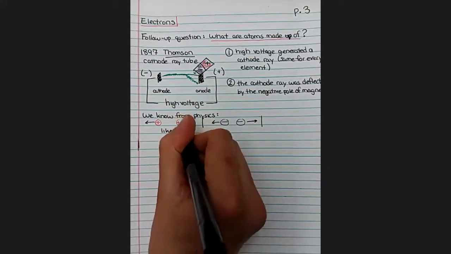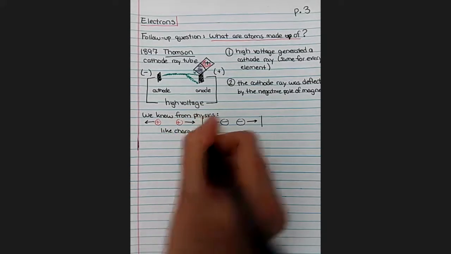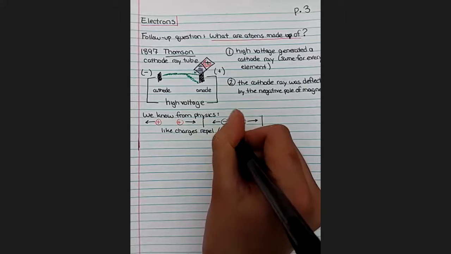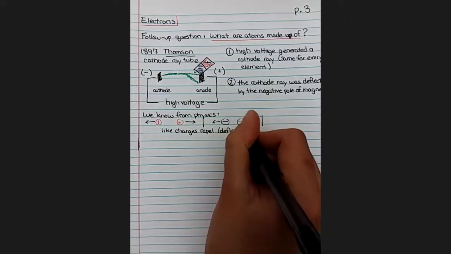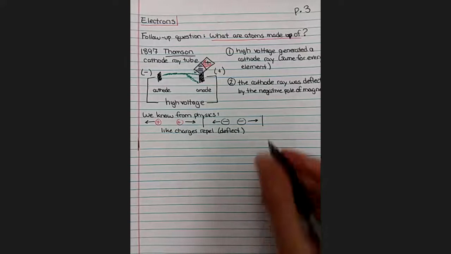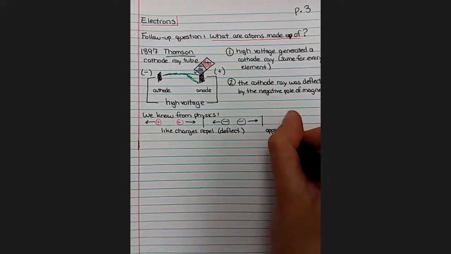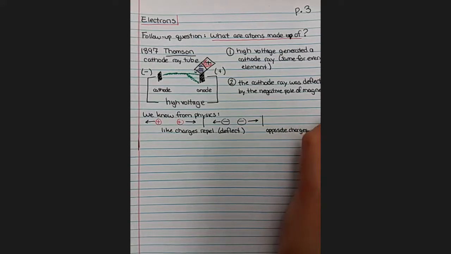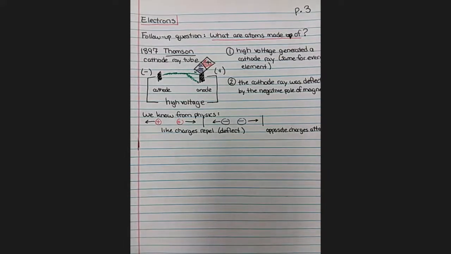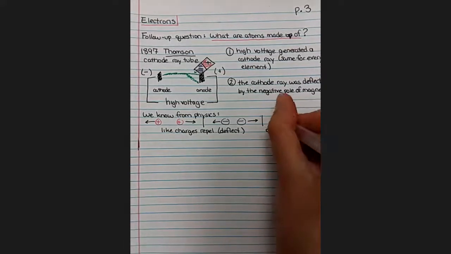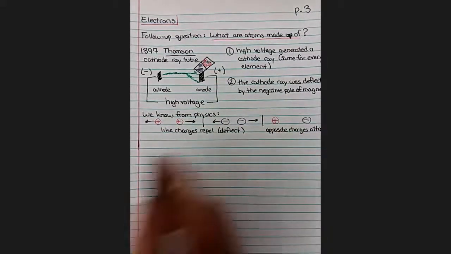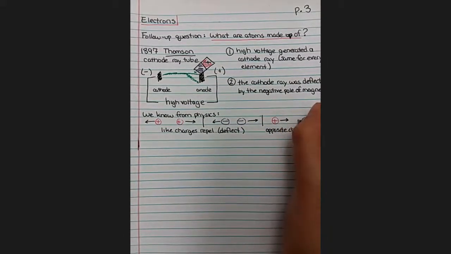So like charges repel, or oppose, or deflect, or move away from. Those are all different ways to say the same thing. So like charges repel, and opposite charges attract. You've probably heard this before, opposites attract. And in this case, it is actually true. So if you have a positive charge and a negative charge and they come close to each other, they're going to be attracted.